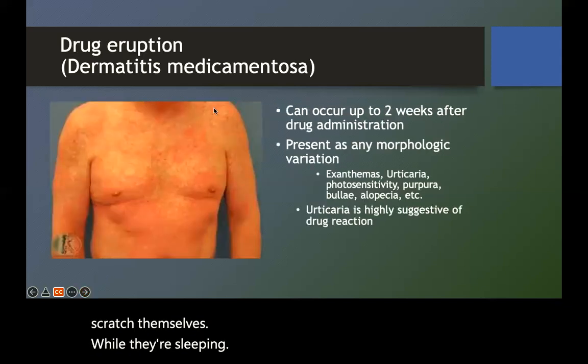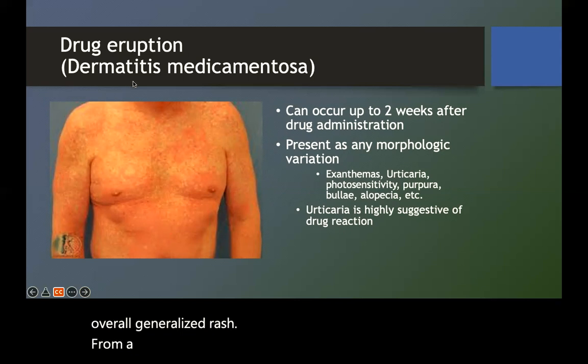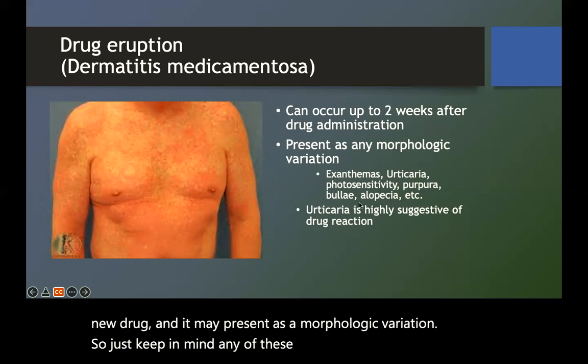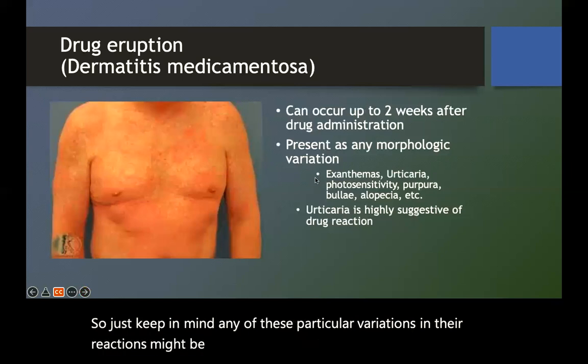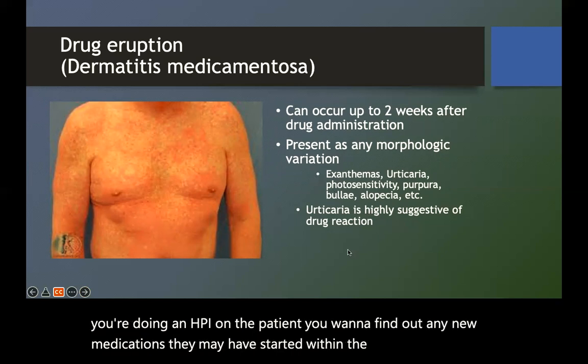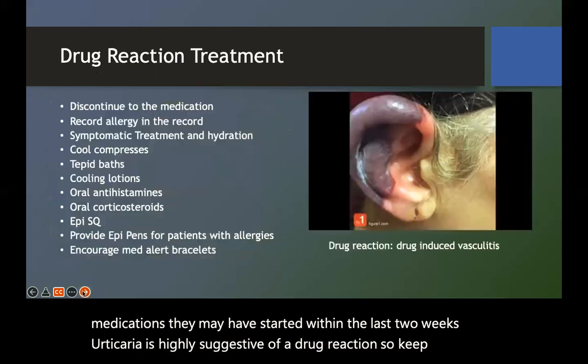Okay, so we do have drug eruption dermatitis where they get an overall generalized rash from a new drug. It can occur up to 2 weeks after starting any new drug, and it may present as a morphologic variation. So just keep in mind, any of these particular variations in their reactions might be a reaction to a new drug. So keep in mind when you're doing an HPI on the patient, you want to find out any new medications they may have started within the last 2 weeks. Urticaria is highly suggestive of a drug reaction, so keep that in mind.